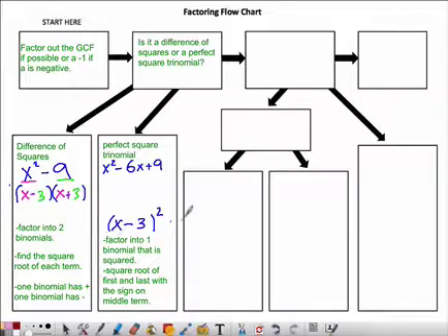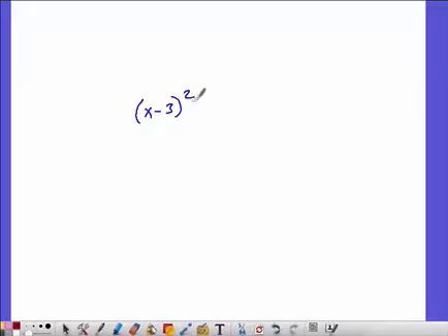This is factored, and I'm going to prove that to you really quick. So we have x minus 3 squared. If I have x minus 3 squared, I can't just hit both of these with the squared. I actually would have to change this to x minus 3 times x minus 3.